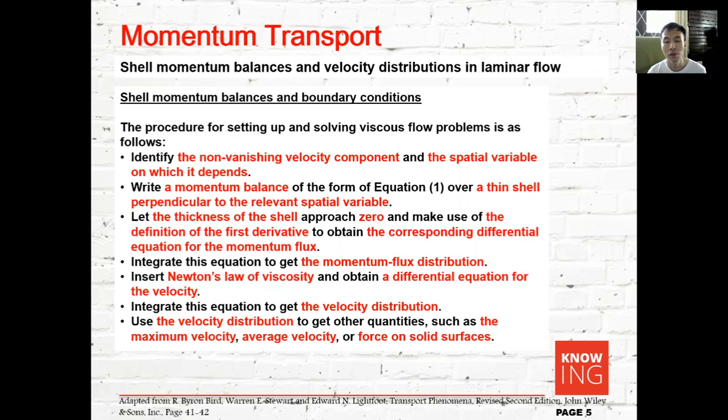So we take a fluid shell element with the derivations made on the thickness of the system. We assume that a particular property varies across that thickness, and then as we make the momentum balance, we can let the thickness of the shell approach zero to get differential equations for the momentum flux. Once we get this differential equation for the momentum flux, we can get the momentum flux distribution or shear stress distribution, and then we can use Newton's law of viscosity and integrate this equation to get the velocity distribution, and then the other quantities of interest.